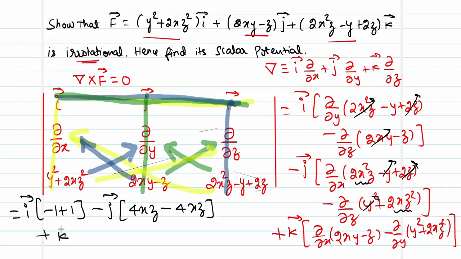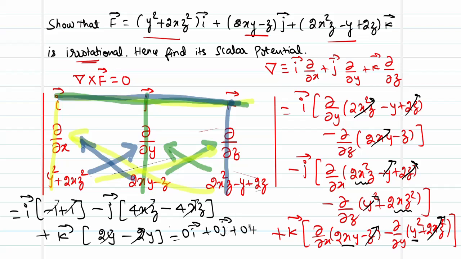And last, with the k component, with respect to x there is no z, and 2xy on partial differentiation gives me 2y. And with respect to y, y square gives me 2y, so minus 2y. Now we can notice that all of these components are going to be positive and negative of each other. And what happens? This gives me 0i plus 0j plus 0k. Hence you have it equal to a 0 vector. Hence what we have proved is that del cross f is equal to 0. So the vector is irrotational.